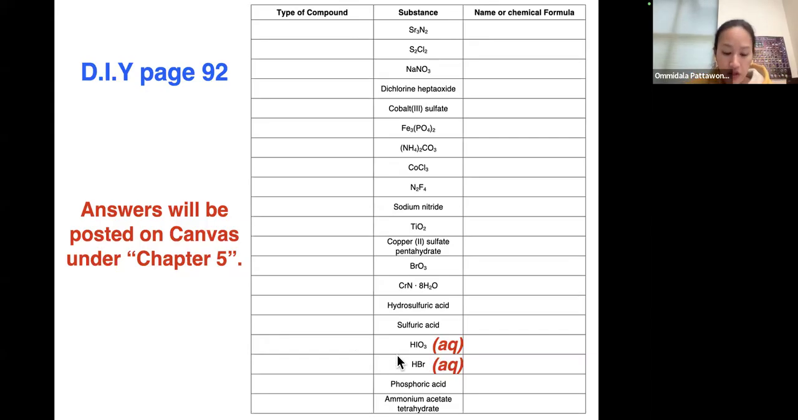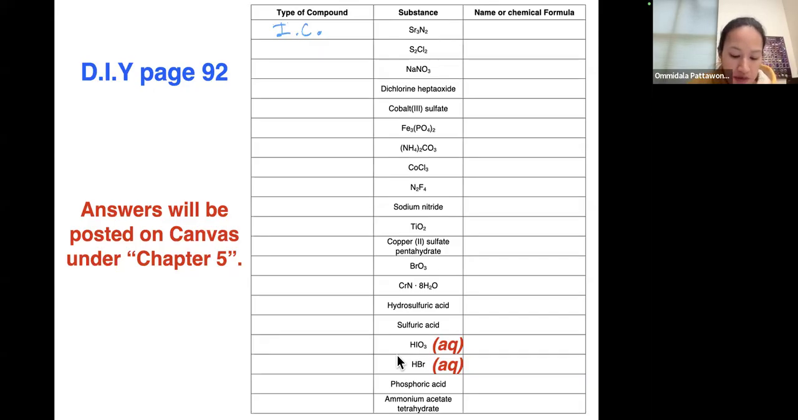So let me actually go over a couple of examples with you. What you're going to do first is figure out whether they are ionic compounds or molecular compounds, and then name them based on the system that we learned. The first one is an ionic compound. So for ionic compounds, we will not use prefixes. So this one will not have prefixes.